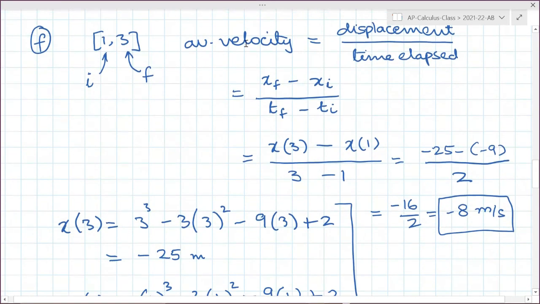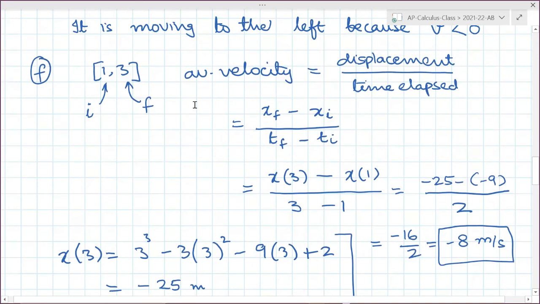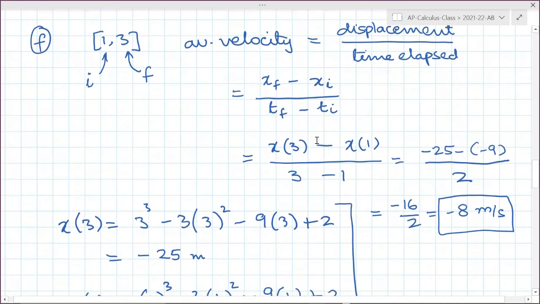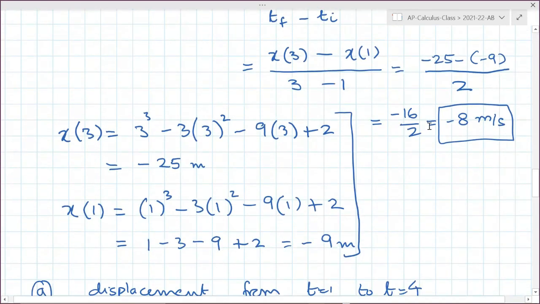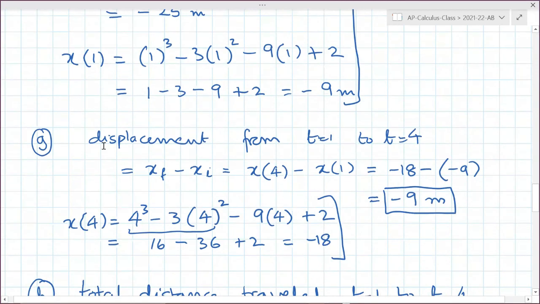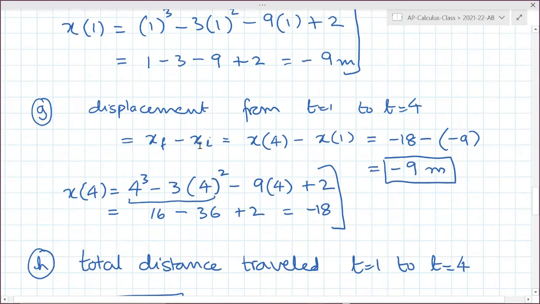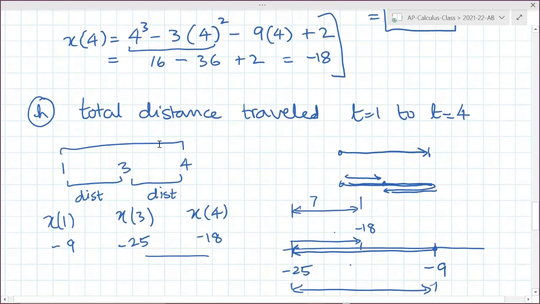Then we had to find average velocity in a given interval. So this is the time 1 to 3. So this is initial is 1 and final is 3. And average velocity is just displacement over the time elapsed. So x final minus x initial is the displacement, and time final minus time initial is the time interval. So by doing that, you can figure it out. For finding the displacement, again, it is x final minus x initial. You have to be careful with the sign. Use parentheses when you plug in a negative number.